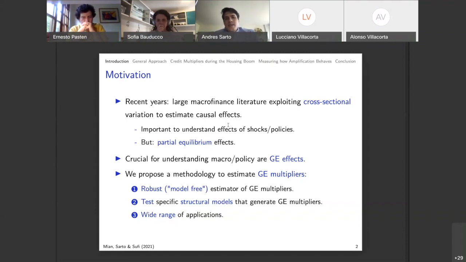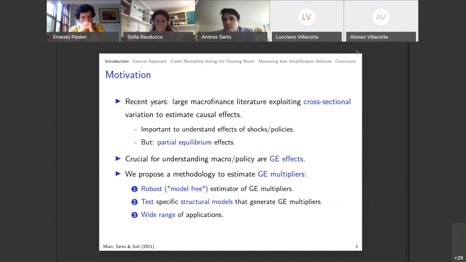And the idea in this paper is to propose a methodology to estimate these GE multipliers. We're going to argue that this methodology has some advantages. First, as you're going to see, it's going to be relatively model-free. This by no means implies there's no theory or no model. There's theory, there's models, and so on.